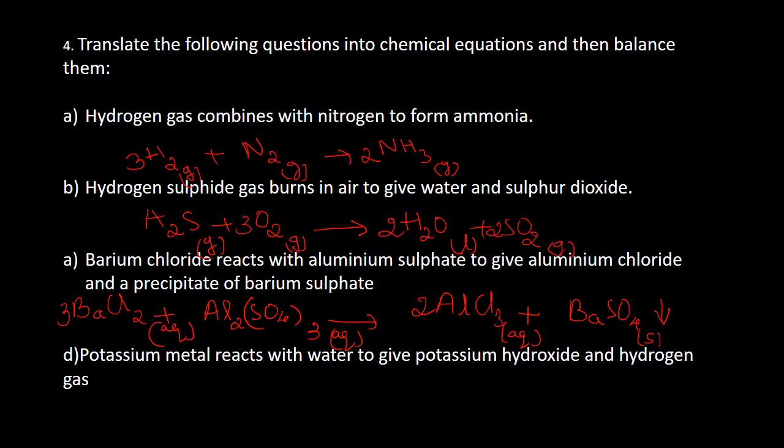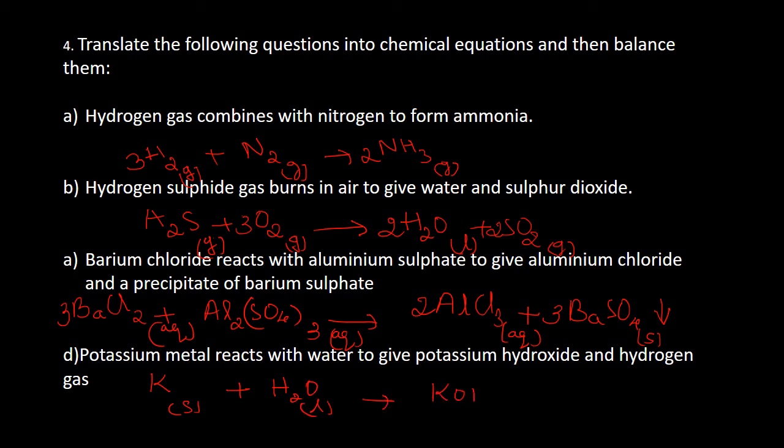Now next, aluminium is 2 here, and on the product side also 2. What about the sulfate ion? Sulfate ion is 3 on the reactant side, whereas only 1 on the product side. Let us make it 3 on both sides. Now it is balanced.